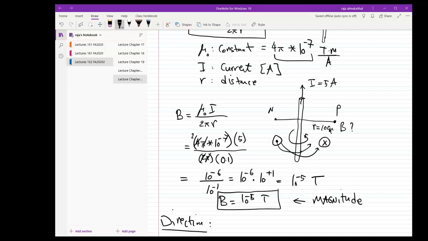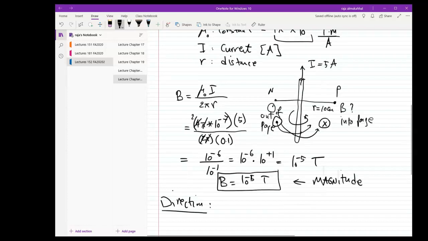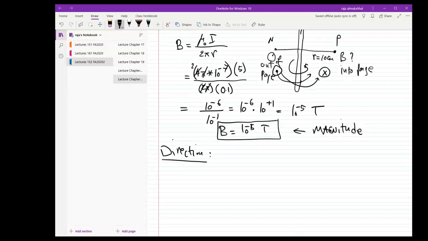So in this case it is out of the page. This is into the page, and this is out of the page. See what I'm saying? It depends on where you are. Okay, so with this problem, the direction is into the page, or into the screen, or whatever you want to call it. Now also we have a sign convention.